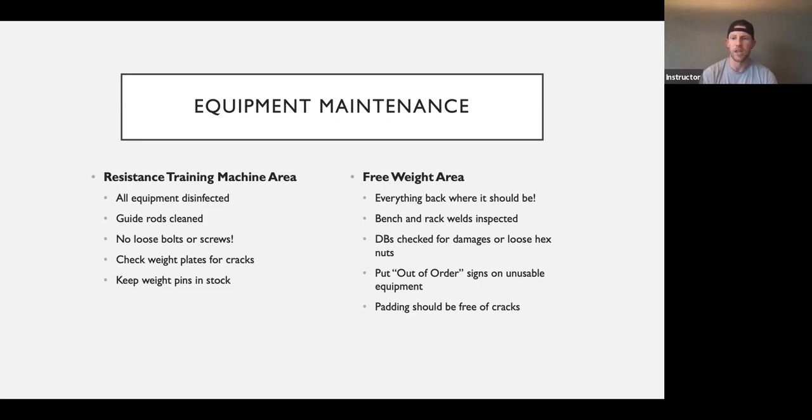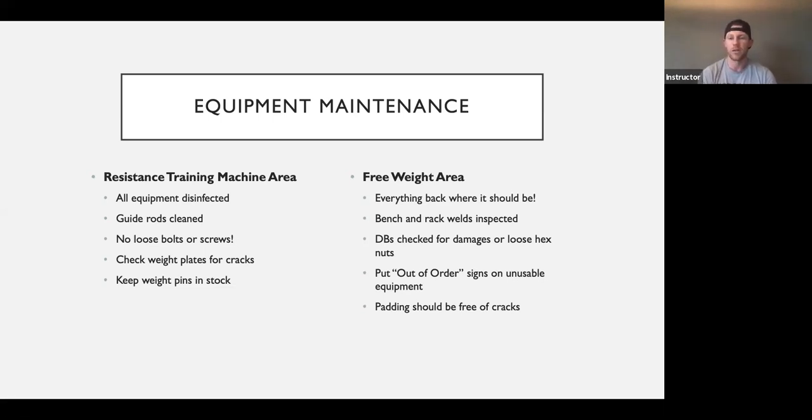And there's your weight pins. Keep your weight pins in stock in case you break one or lose one, something like that. The free weight area, everything needs to go back. Again, I know it seems like common sense to re-rack your weights, but that's not everybody. They like leaving them around, reserving spaces, yada, yada, yada. We need to put everything back.